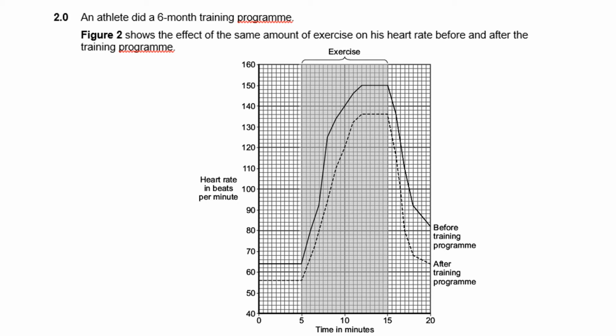So the question says, an athlete did a 6-month training program. Figure 2 shows the effect of the same amount of exercise on his heart rate before and after the training program. So you've got 2 lines. One of them is for before the training program. One of them is after the training program. Going along the x-axis, we have the time going up in 5s. And on the y-axis, we have the heart rate in beats per minute.